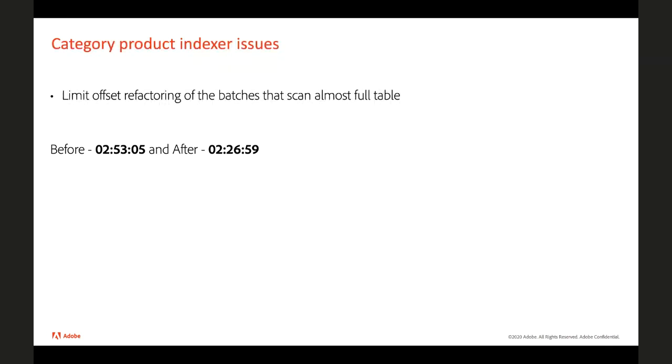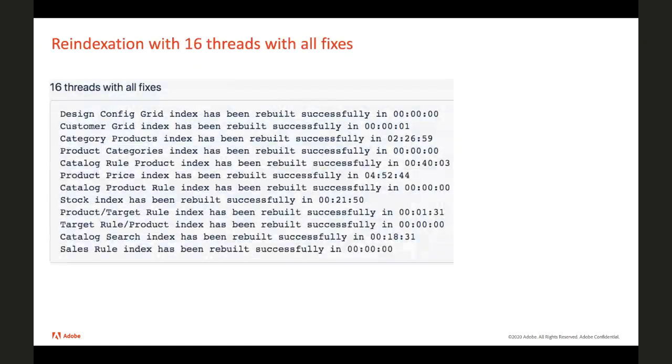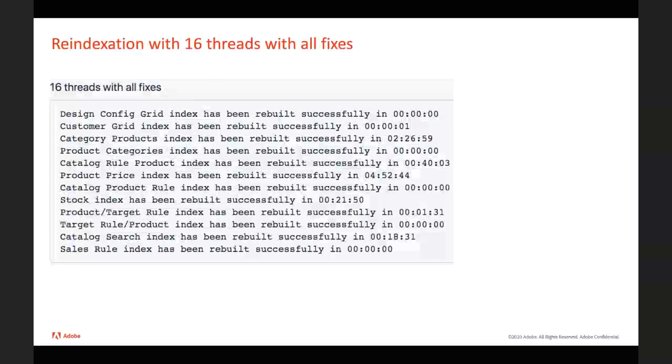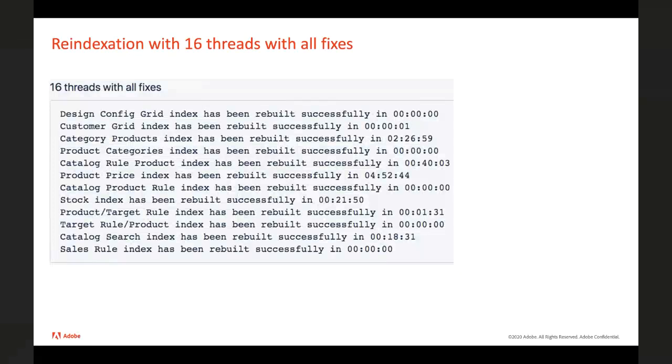But it's still a thing, right? And the final result is reindexation, I want to mention, with 250 million ESQs, 16 threads, and as you can see from the numbers, the price indexer runs only for around 5 hours, and the search indexer runs only 18 minutes with 16 threads. We can go even further.